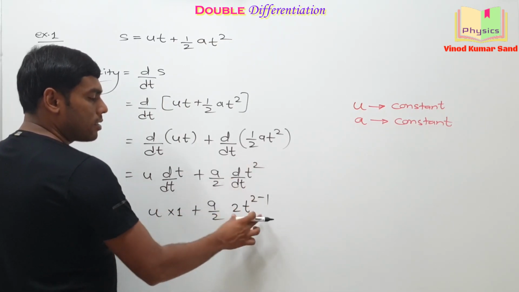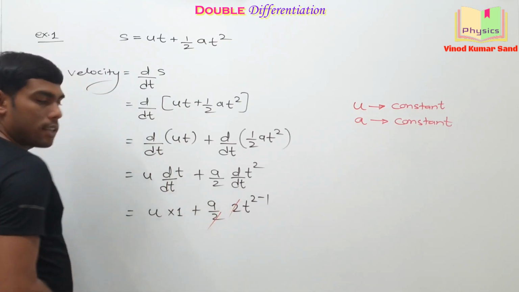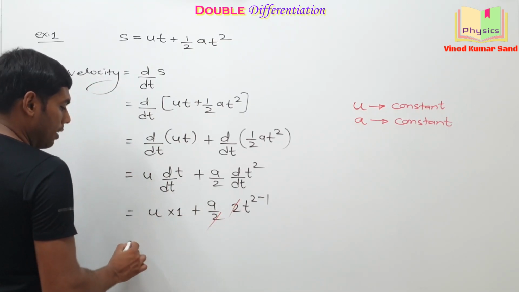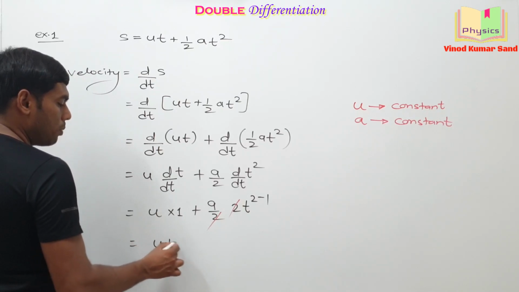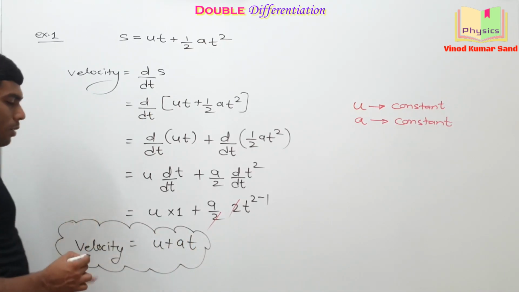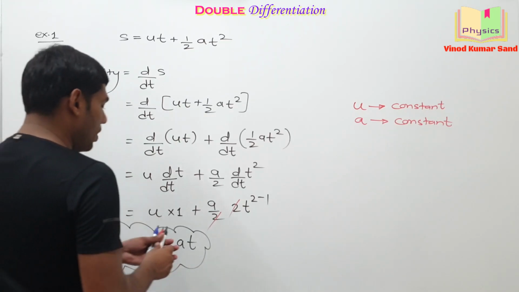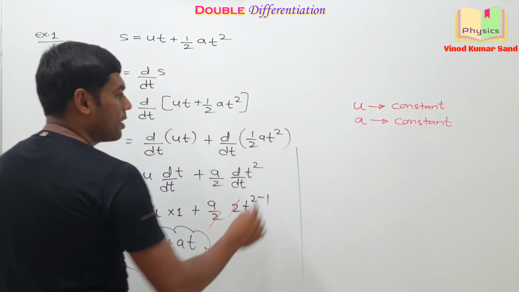On simplifying this, you will get it. This 2 and this 2 are getting cancelled out. So you are left with what? U plus at. This equation gives us the velocity. I hope you have seen this equation also earlier somewhere. Now after obtaining the velocity, we can easily obtain the acceleration.